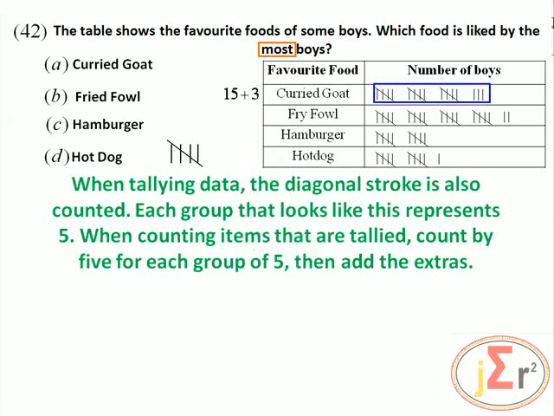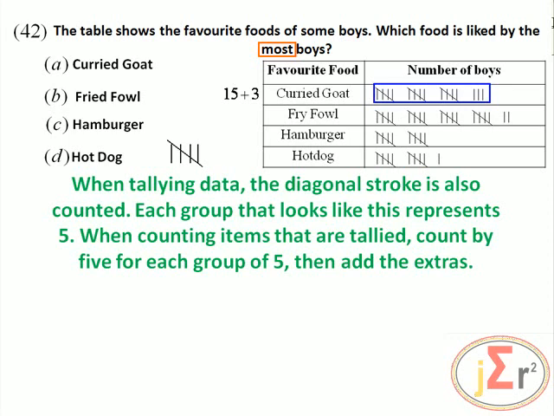We are looking at curried goat. But Jerry is so focused. I heard him say just a while ago, fried fowl. Jerry, this is a mathematics problem. You will not get to eat any of those fried fowls. Alright, so let us continue. Yes, you can laugh, but in the end, you will not get any to eat.